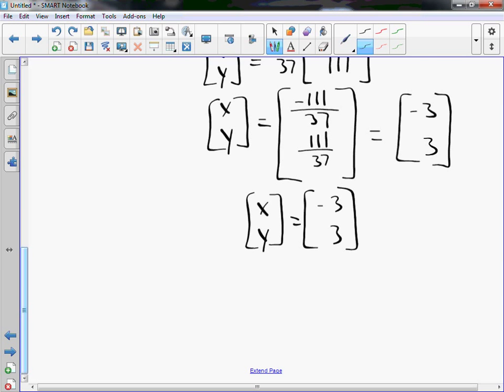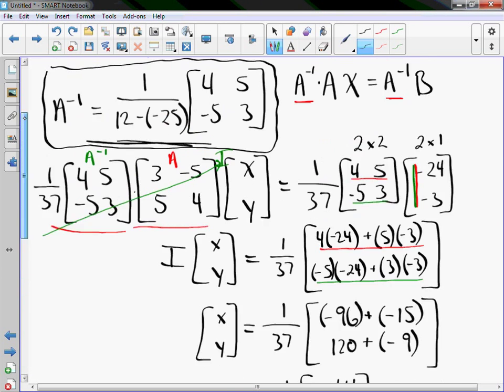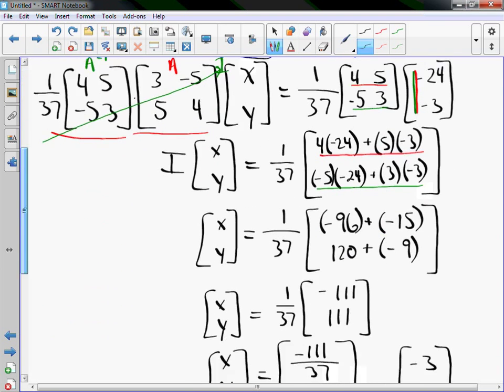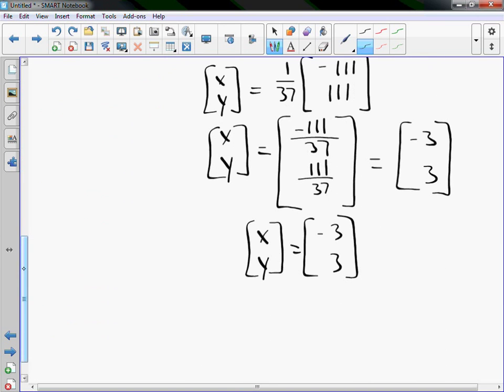Okay, now that seems like a lot of work for a 2x2, especially after we know how many different ways to solve this system of equations, because I mean we could eliminate, we could substitute. Okay, so this is just another way, and it's a really good way if you want to use matrices and have a computer solve them. It's a good way to program that into a computer. So that is solving a matrix equation using an inverse matrix.